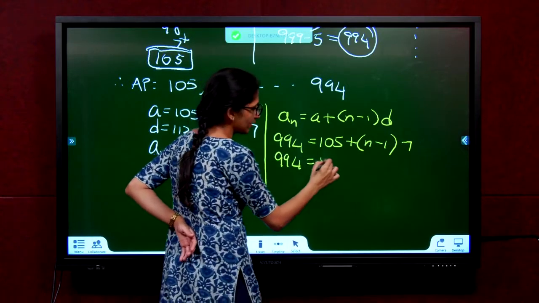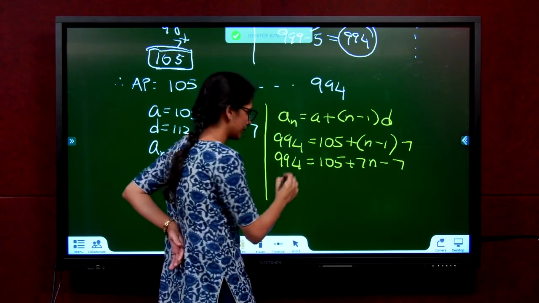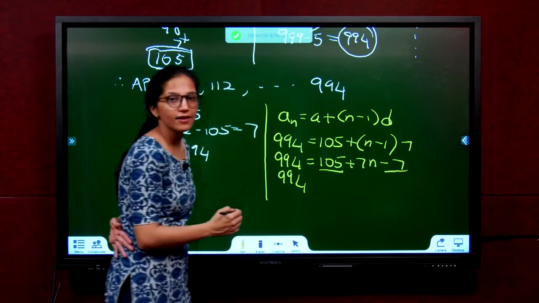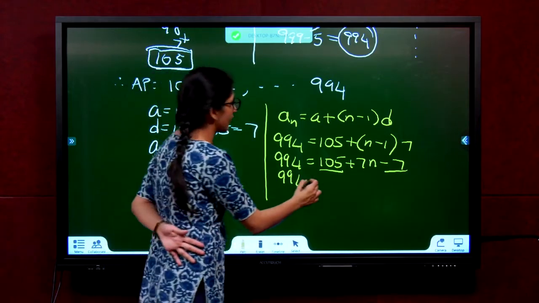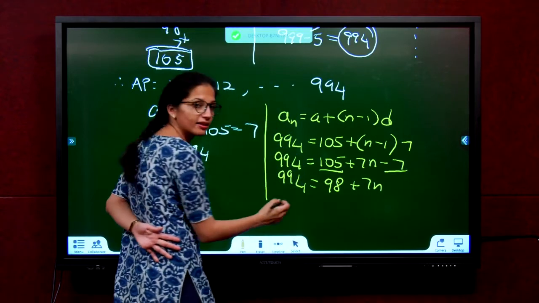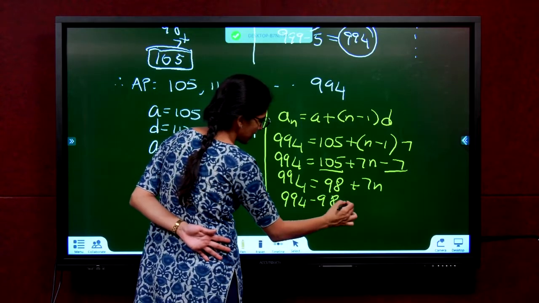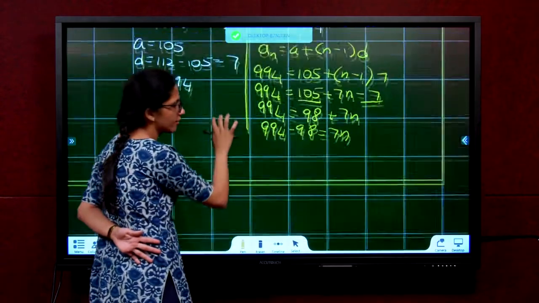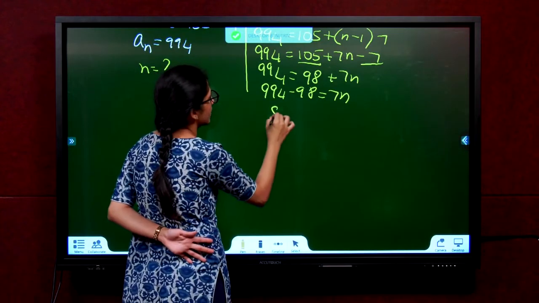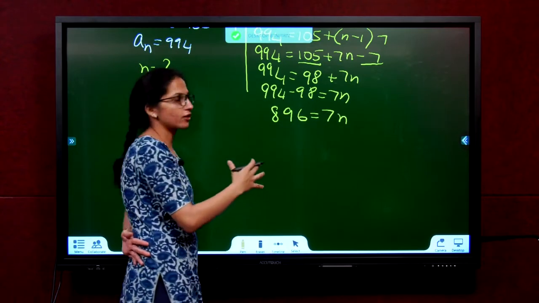994 is equal to 105 plus 7n minus 7. 994, 105 minus 7, how much? 98 is plus 7n. Send the 98 this side. 994 minus 98 is equal to 7n. 994 minus 98, how much is that? 896. Please do the subtraction.